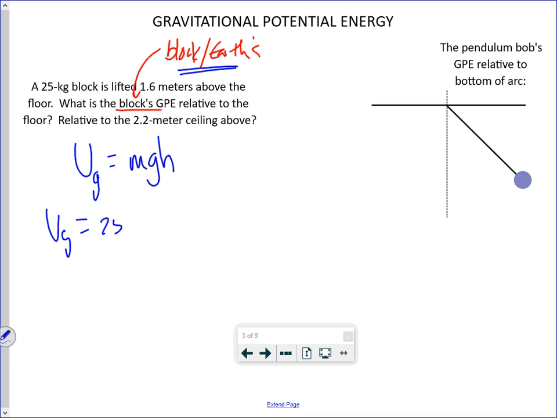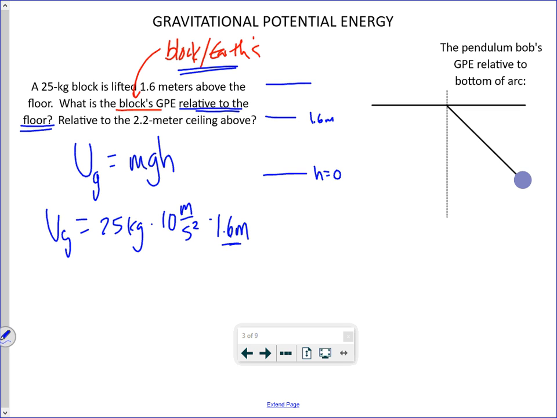So this is 25 kilograms. Let's call g 10, and let's call it 1. Relative to the floor, this thing is at a height of 1.6 meters. Again, here's the floor at height 0. When we say relative to the floor, that means let's call height 0 the floor. And now we're at 1.6 meters. All right, fine. So that's our height relative to 0.